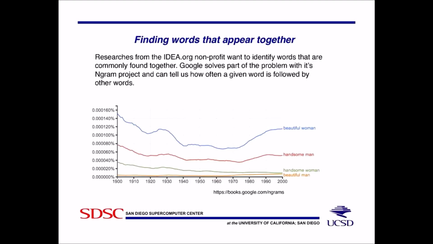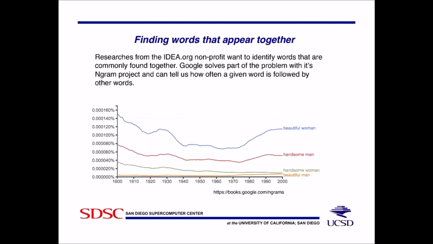Okay, so then moving on to the next part of the project, and this is where the folks from idea.org were really using the majority of their compute time. And what they needed to do was identify words that are commonly found together. So the Google Books project solves part of this problem.